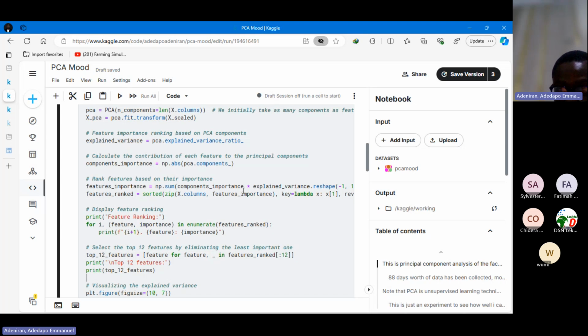The component importance is just ranking. Now, principal component 1 is the most important, followed by principal component 2, followed by principal component 3. That's the ranking of the principal components.